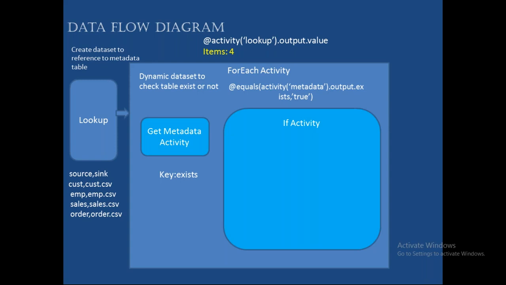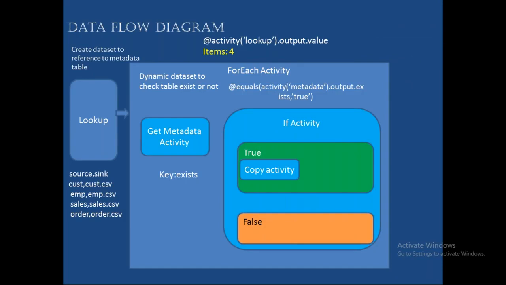Okay, fine. Now what happens? You are going to check whether the exists parameter returns true, meaning you will get a true or false. If it is true, inside true I will use the copy activity. If the copy activity succeeded, I will use a success stored procedure. If it fails, I will execute a failure stored procedure. Okay, otherwise my table is not available.